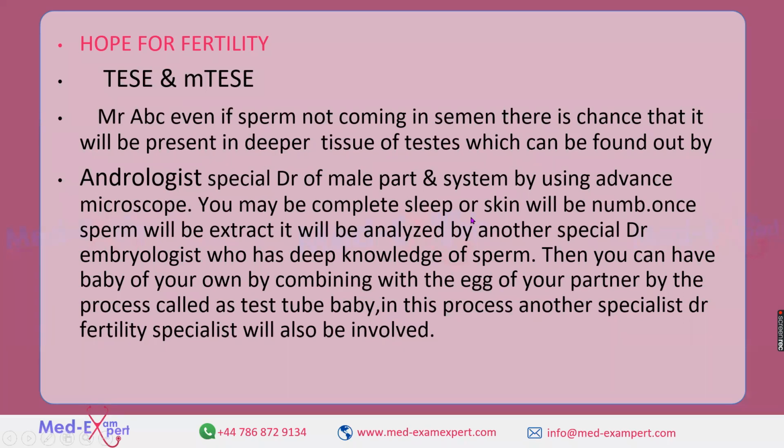You may be completely asleep, or the skin will be numb. Once the sperm is extracted, it will be analyzed by another specialist doctor called an embryologist, who has deep knowledge of sperm. Then you can have a baby of your own by combining with the egg of your partner through the process called test tube baby. In this process, another specialist, a fertility specialist doctor, will be involved.